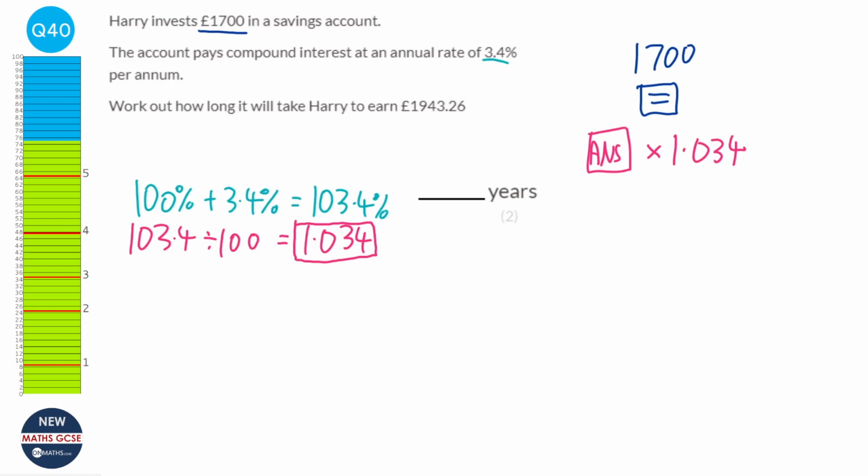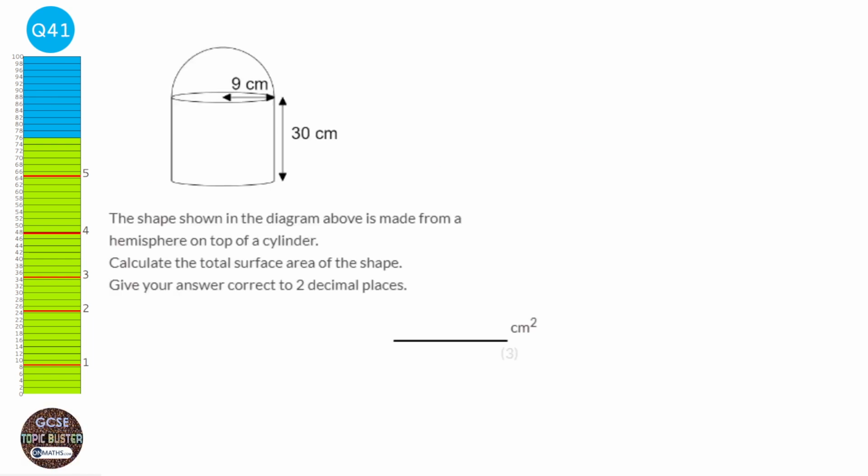So it puts in the 1,757.80, it puts that in as this answer here, and then raises that by 3.4%. So we've got to keep pressing equals and count how many times we press equals to get to £1,943.26. And you'll find that on the fourth press of the equals button, you will get £1,943.26.